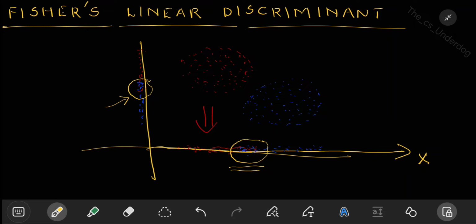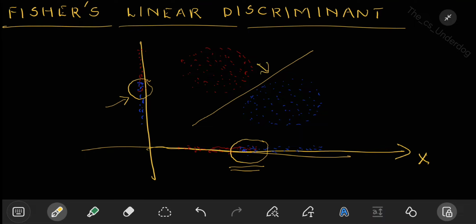So what should you do? You should identify some particular axis to which, if you project all the points, they will be clearly separated. Which axis will that be? Think of it. If you have, let's say, an axis like this, will it be separated? If you project it onto this axis, what will happen?